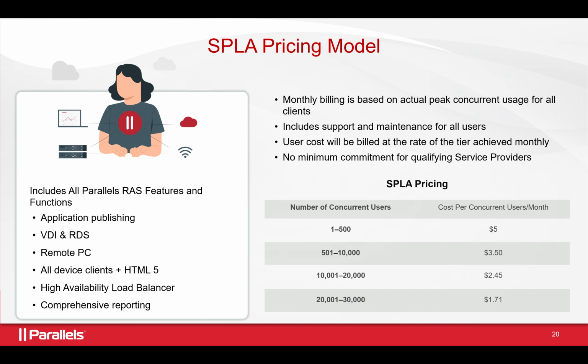Your cost each month will be based on where you land in the tiering here. So 1 to 500, or 501 to 10,000, and on up the stack from there. And that's just a simple math calculation of the quantity times whatever rate table you fall within.